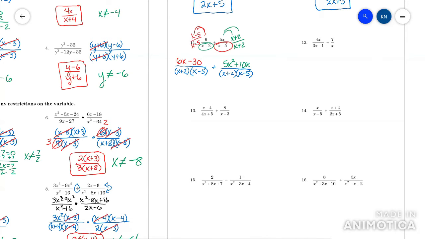And then once you get it here, you can just go combine numerators. So you have 5x squared. You have 6x plus 10x, which makes 16x. And then you have minus 30. And it's all over that common denominator of x plus 2, x minus 5.